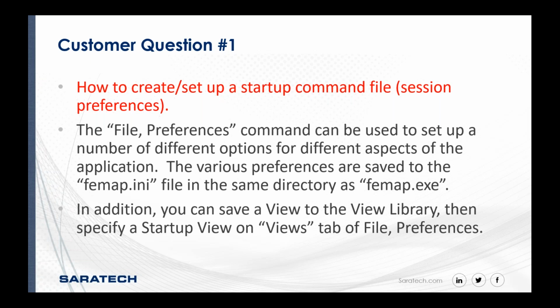Now, I also thought what this question might have been about was actually setting up a bunch of things in the view, whether it's your background color, your element colors, etc. So what you can actually do is get your view set up exactly as you want it, and then save that to the view library. Then you can specify what we call a startup view on the Views tab of File Preferences. And you're going to see the dialog boxes in a little bit after I explain one more thing about this.